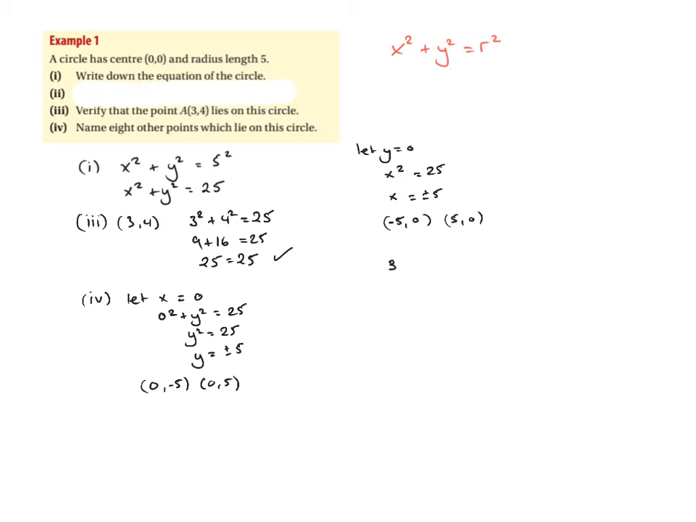So 3, 4, which means that minus 3, minus 4 is going to work, which means that 3, minus 4 is going to work, and minus 3, 4 is also going to work. So now we have 8 coordinates. Okay, let's have a look at the next example.